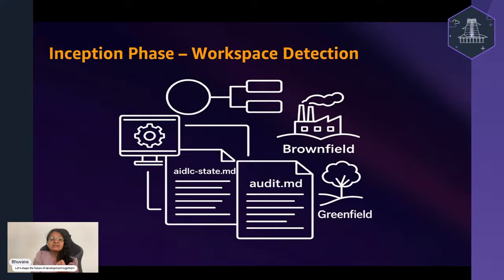So the first thing is, when you give that business ambition, it goes ahead and does the workspace detection. When it is detecting the workspace, it will go ahead and create two files. One is audit.md and the other is aidlc-state.md.